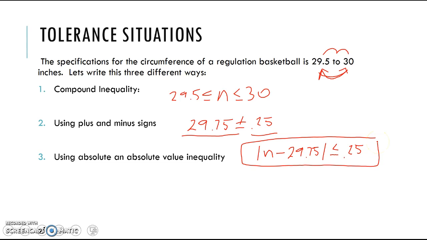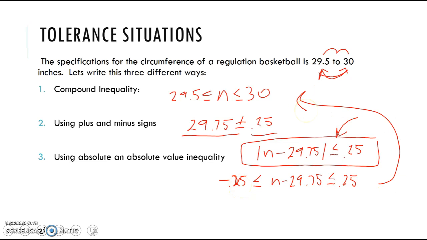Here's why this works. If I'm going to rewrite this equation, it would look like this. I would have n minus 29.75. Well, if I write this as 2 separate inequalities, that's going to be less than or equal to 0.25 and greater than or equal to negative 0.25. The reason it's an "and" is because it's less than.